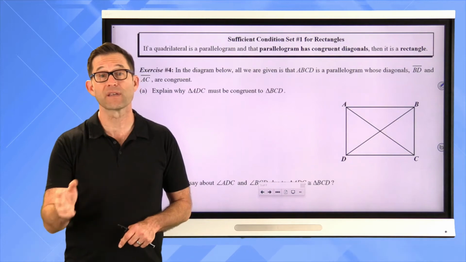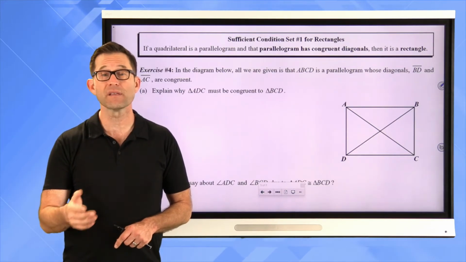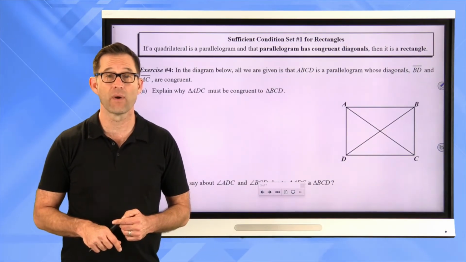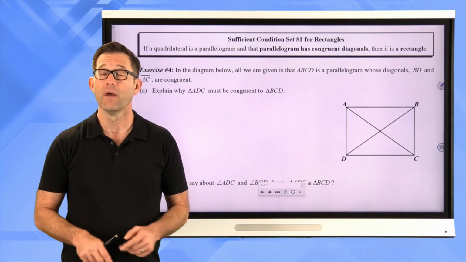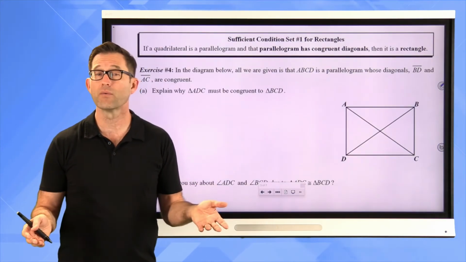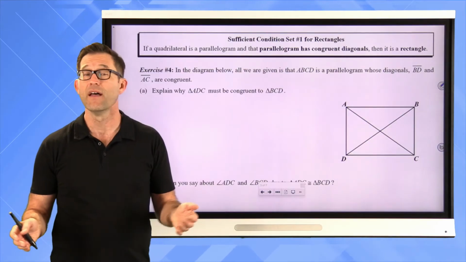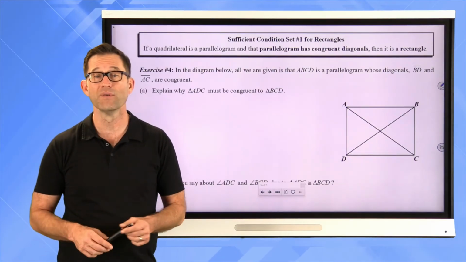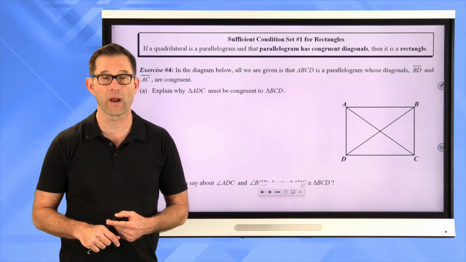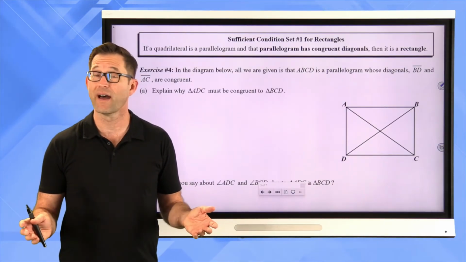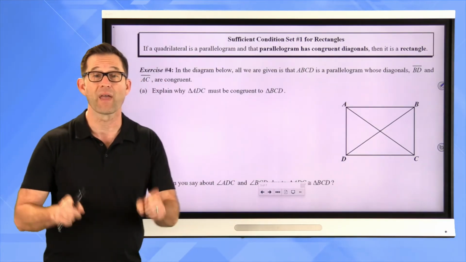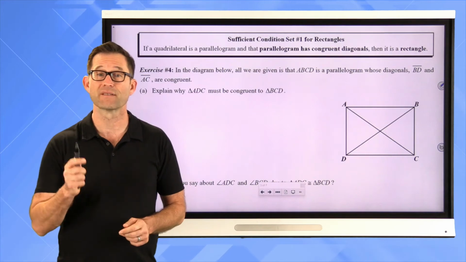Now, it's important. It's got to be a parallelogram. You can easily have a quadrilateral that has 2 congruent diagonals that is not a rectangle. Let me say that again. You can have a quadrilateral, a 4-sided figure, that's got congruent diagonals that is not a rectangle. And we'll see one a few lessons from now when we look at what's known as an isosceles trapezoid, which has 2 congruent diagonals but isn't a rectangle. But as long as it's a parallelogram and has congruent diagonals, then it's got to be a rectangle.